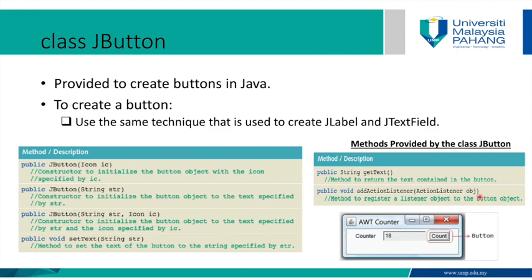And then for the JButton, these are the buttons. Button count. You can change the button name. To create the button, you use the same technique that is used to create the JLabel and the JTextField that you saw in the previous slides.